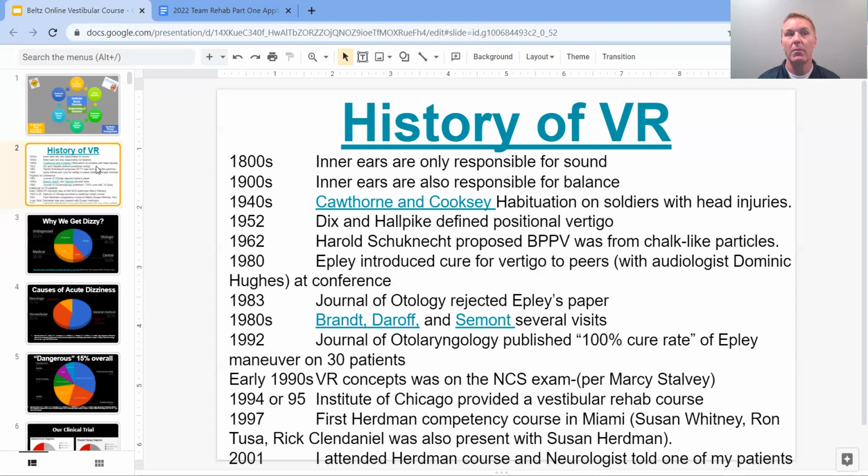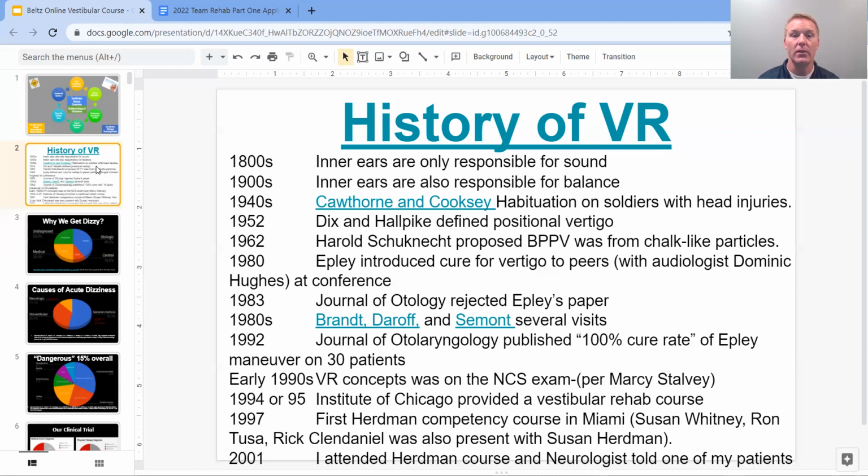And I remember it was around 2001 when I was actually told that vestibular rehabilitation was voodoo, that a neurologist told a patient, he said that whatever Andy is doing, it's voodoo. It's not really true science. And I remember being so offended, but it turned out that that neurologist was one of my number one referral sources as time went on. So that kind of gives you a little background of the history of vestibular rehabilitation.